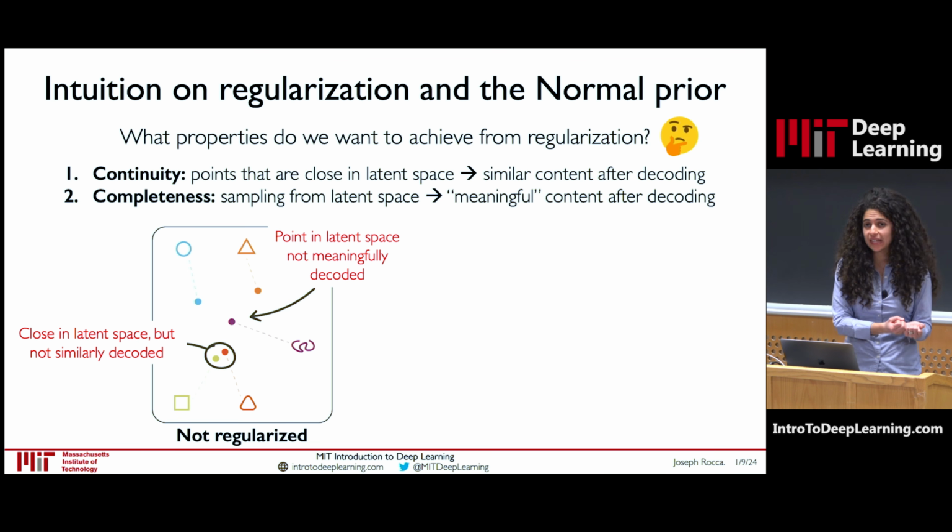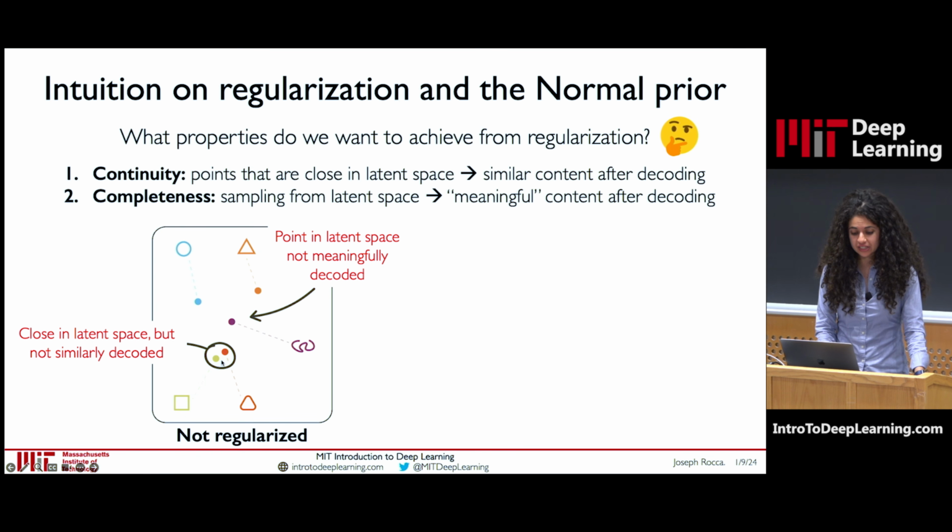Things that are close in the latent space may not be similarly decoded, meaning there's a lack of continuity. So for example, if we have this green point and this orange point in the latent space, one may end up decoding back to a square and the other to a triangle, yet they're close in the latent space. So objects that are actually dissimilar are close in the latent space, and we don't want that. Rather, we want things that are similar to be close in the latent space.